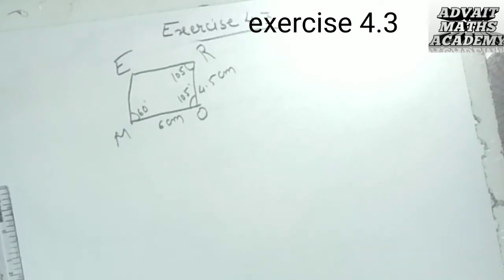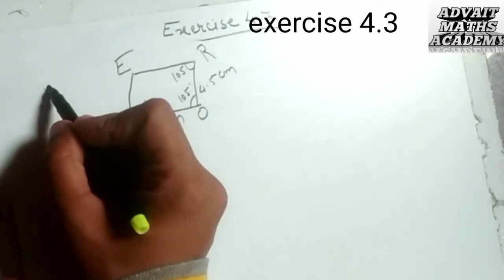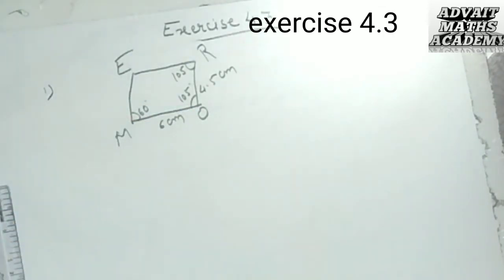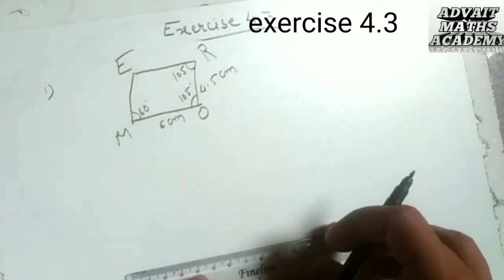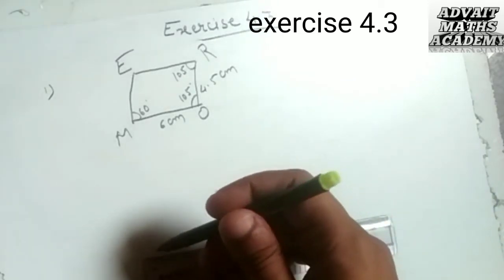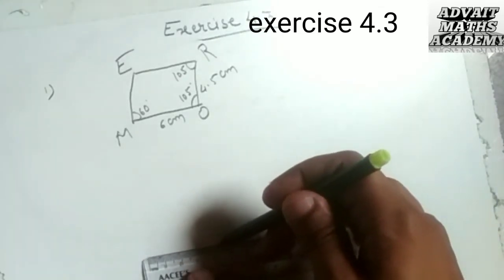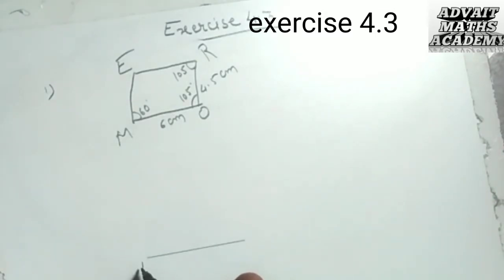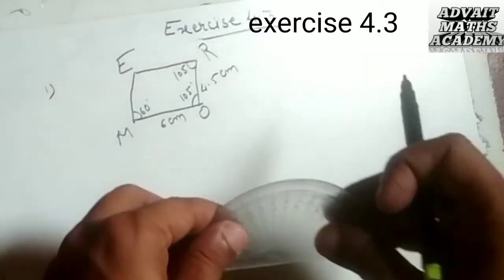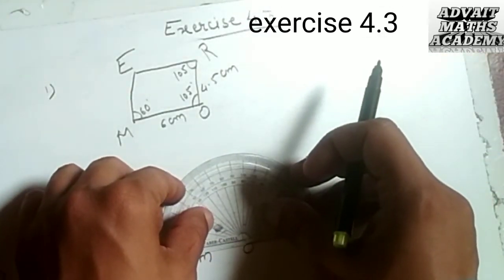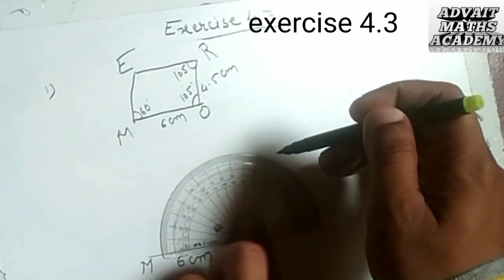Now see the first example of exercise number 4.3. In that MORE is a quadrilateral. In that base MO is a base, 6 centimeter. MO 6 centimeter. Then measure the angle using a protractor, 105 degree.